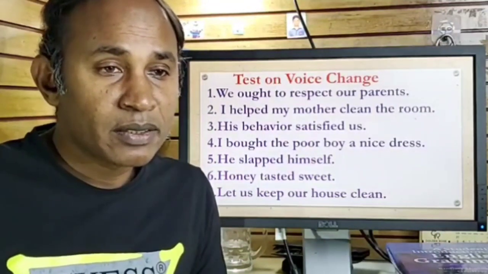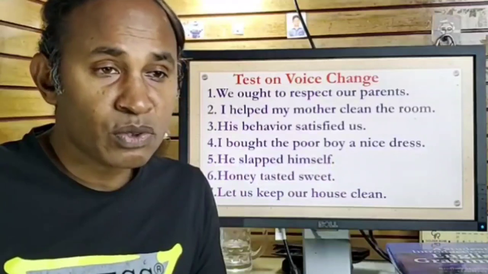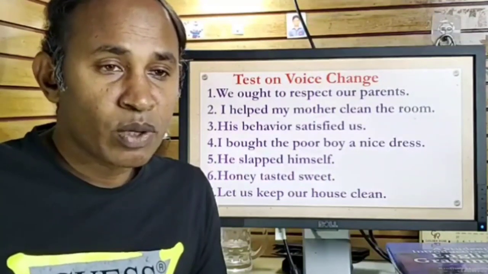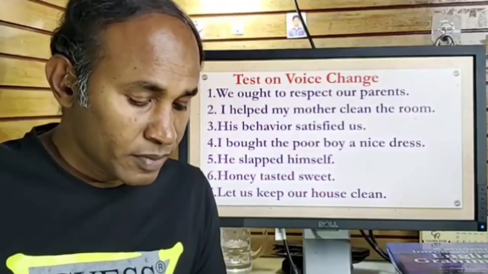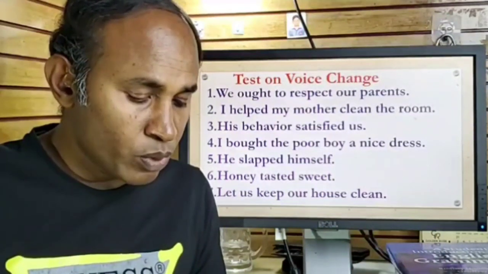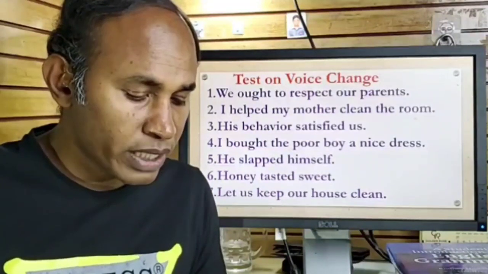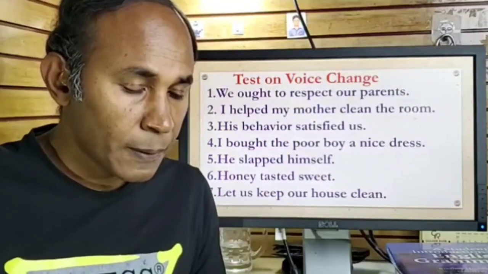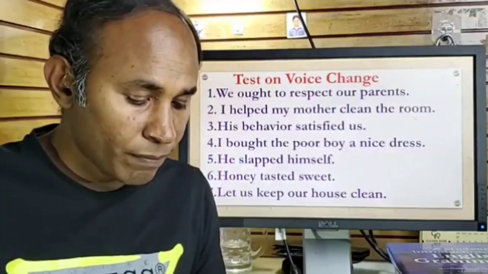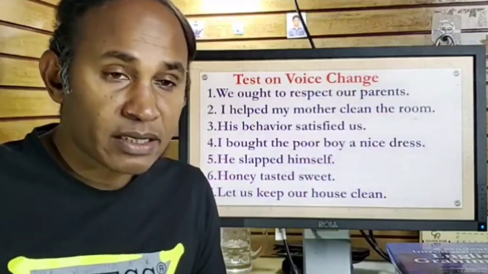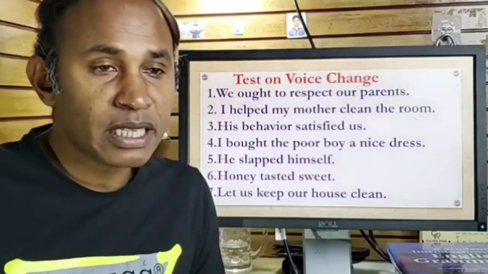Okay, and sorry, I forgot to tell about question number four. I bought the poor boy a nice dress. A nice dress was bought for the poor boy by me. That was absolutely right, Rubaitli. That's wonderful. That's really great. All of your answers are correct.